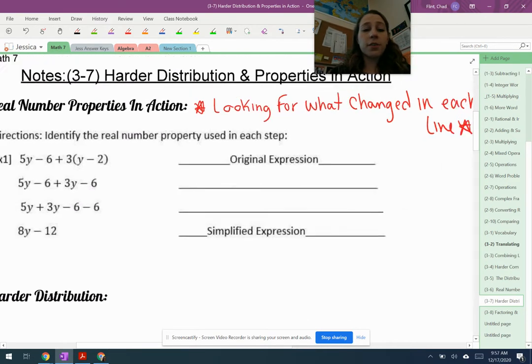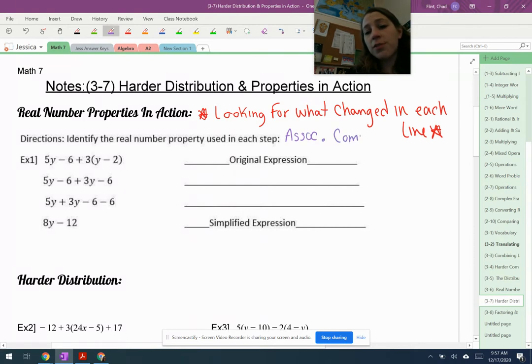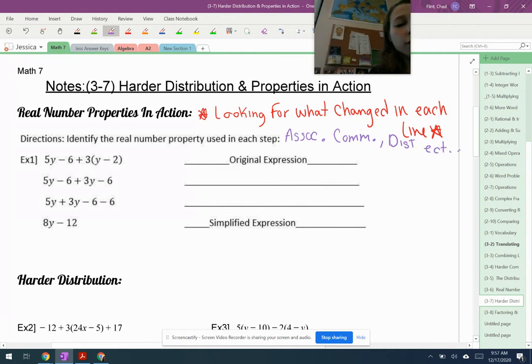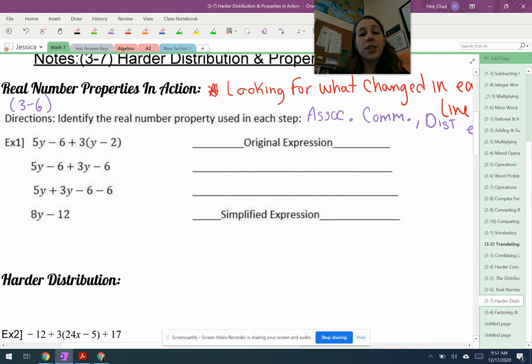So, for example here, for this first one, the directions tell us to identify the real number property used in each step. So that's that associative, like we just talked about, that commutative, distributive, etc. from 3-6. So we can see they have an expression here, and they're simplifying the expression for us and asking us to look at what property was used in each step. You guys have been using these properties without knowing it for the past couple of years.